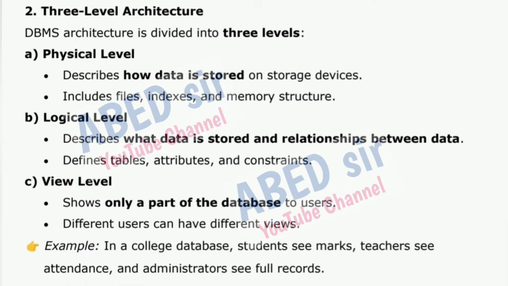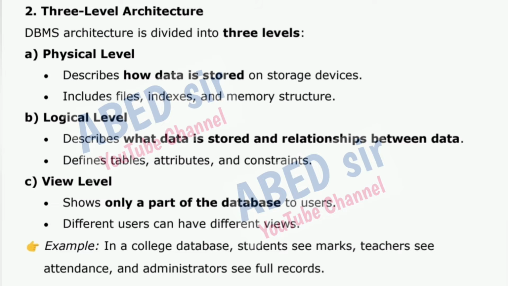2. Three-level architecture. DBMS architecture is divided into 3 levels. A. Physical level. Describes how data is stored on storage devices. Includes files, indexes, and memory structure. B. Logical level. Describes what data is stored and relationships between data. Defines tables, attributes, and constraints.